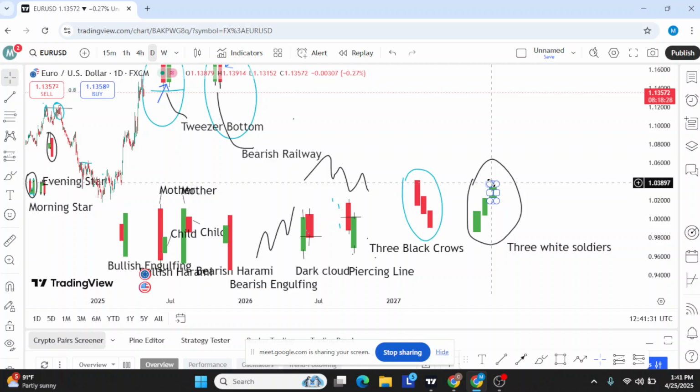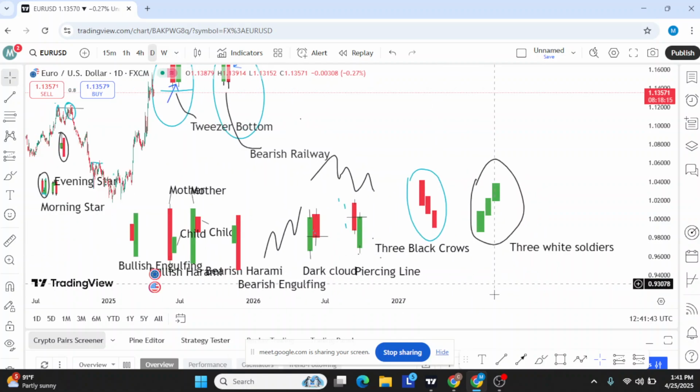You want to wait for that candle to close to give you that confirmation that the candle pattern you are seeing is three white soldiers. The candlestick pattern you are seeing is three black crows. So you always want to wait for your three candlestick patterns to form before you can make a confirmation. Which is very, very important.